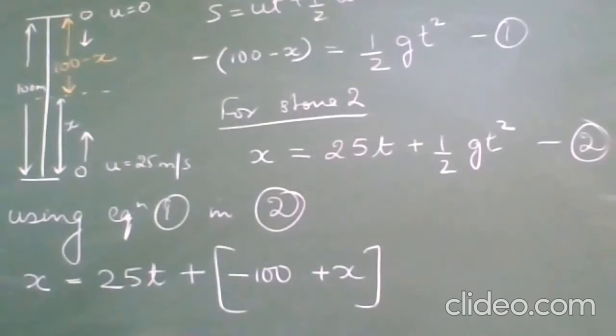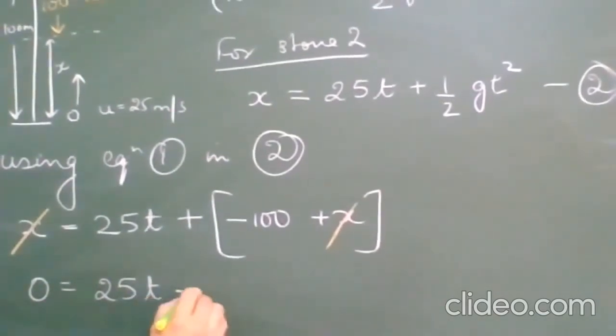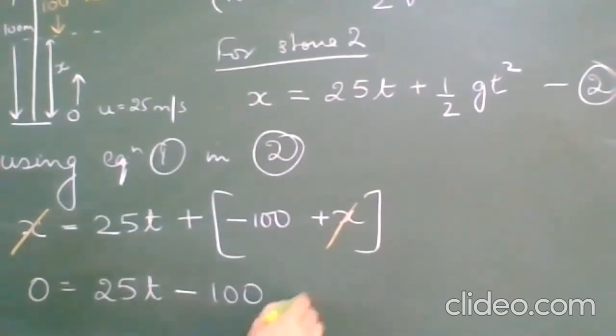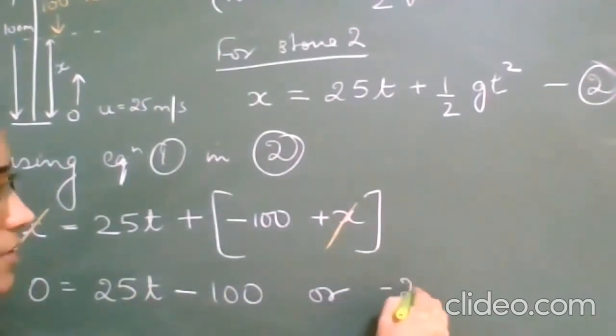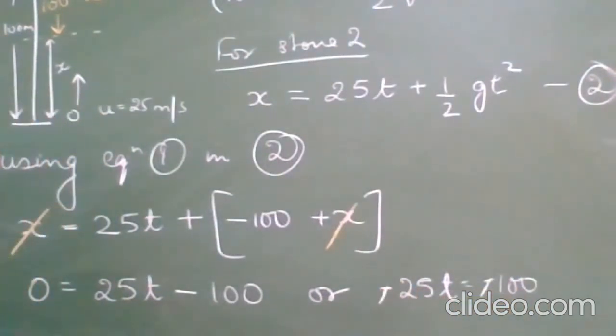Now simplifying, you see both sides there is this x, so this goes away. This is common both sides, it goes away. What I am left with is 0 is equal to 25t minus 100. Or I can write this as 25t is equal to 100. Minus 25t is equal to minus 100, negative goes off, and t will be 100 upon 25.